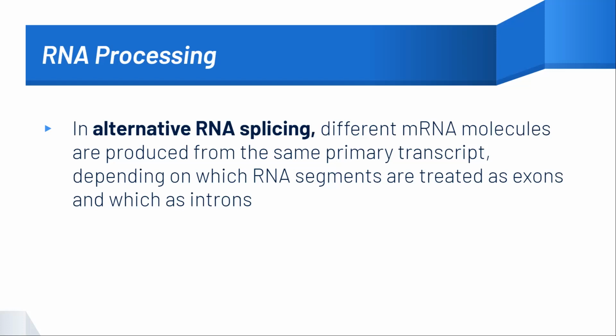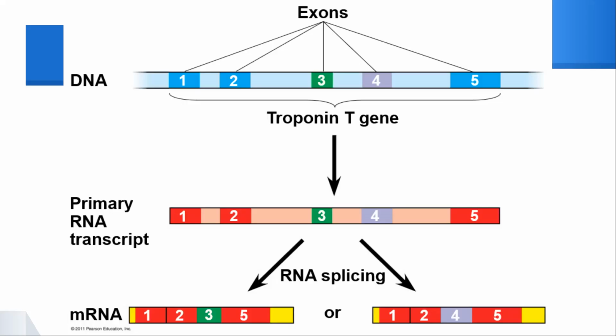Alternative RNA splicing is another way of producing different proteins and therefore regulating gene expression. Alternative RNA splicing is cutting and pasting the messenger RNA molecule in different ways to produce different proteins. And so you can get a whole bunch of different proteins from one section of DNA. So one gene could produce different proteins depending on how you cut it and paste it together.